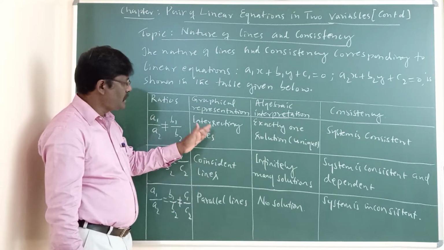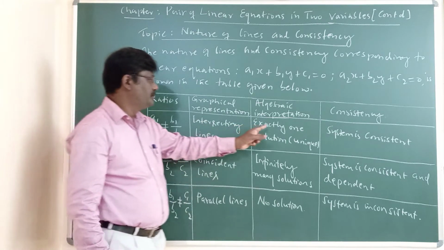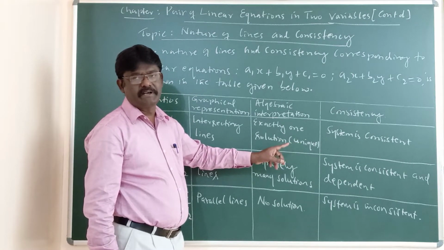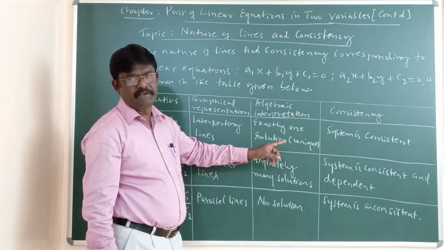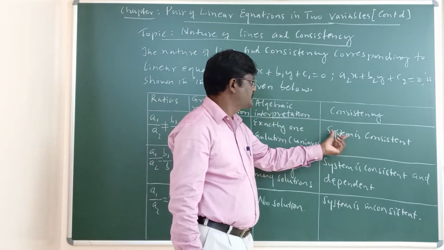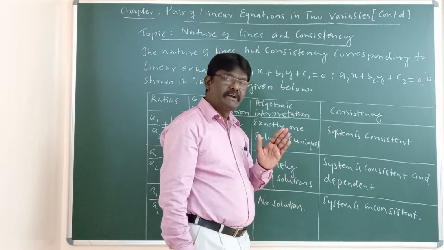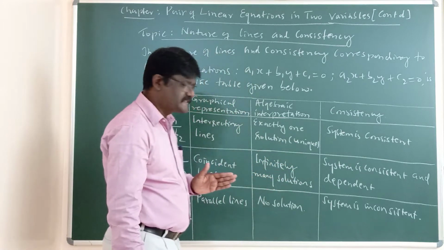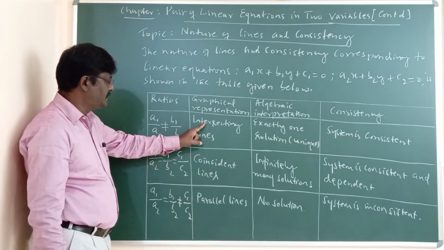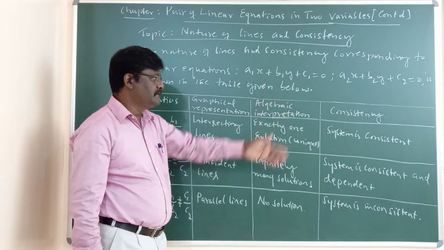What is our algebraic interpretation? Whenever lines intersect, we have a unique solution, only one solution, just like we had x is 2, y is 3. And what about the system? This pair of equations is consistent. A pair of linear equations is said to be consistent if the lines intersect, that is, if they have a unique solution.